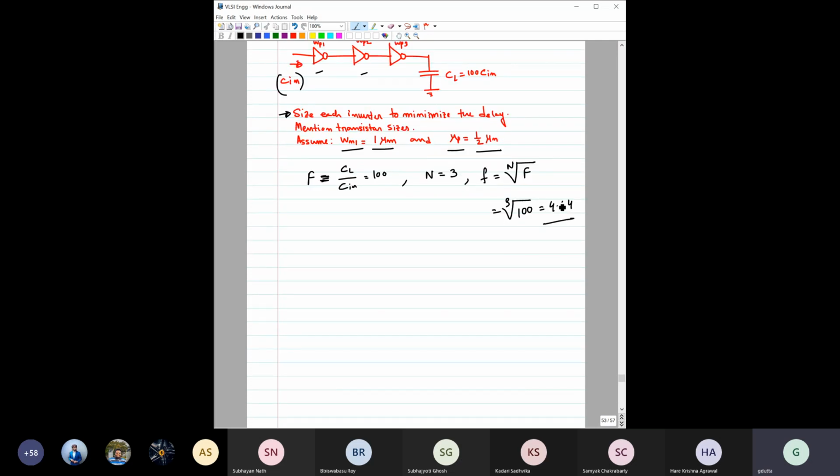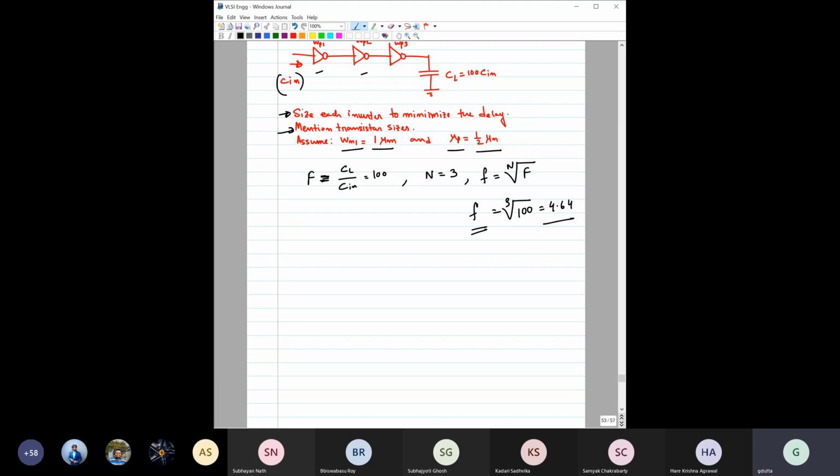We are not changing it to 4. We are keeping F exactly equal to this because this is the scaling factor. We can change it, right? We can make the width equal to 4.6 micrometer, or 4.64 micrometer if we want. That should not be an issue. So this is now the scaling factor that we know.